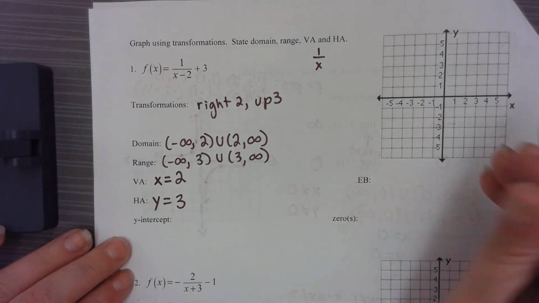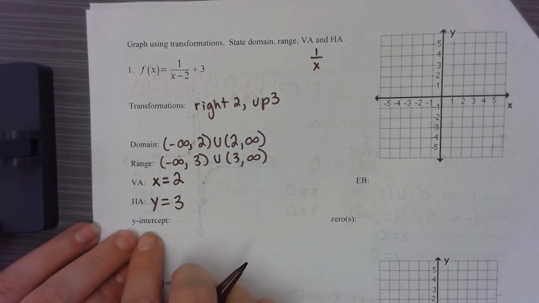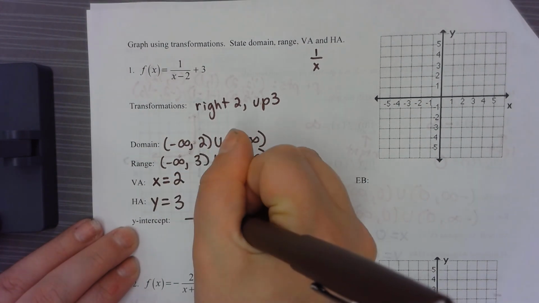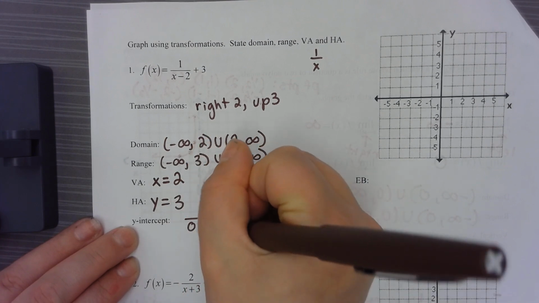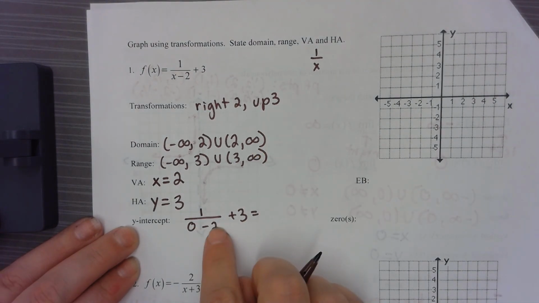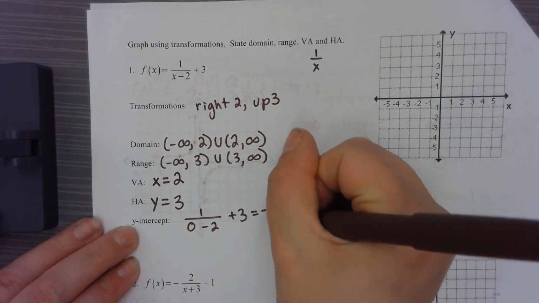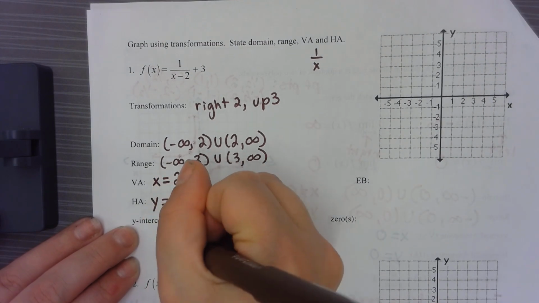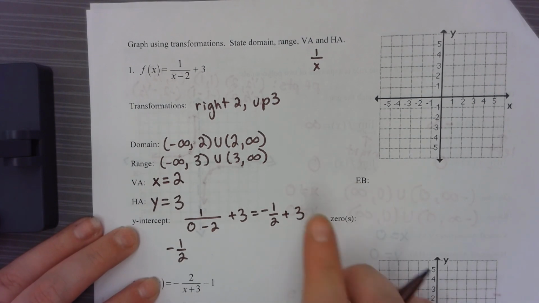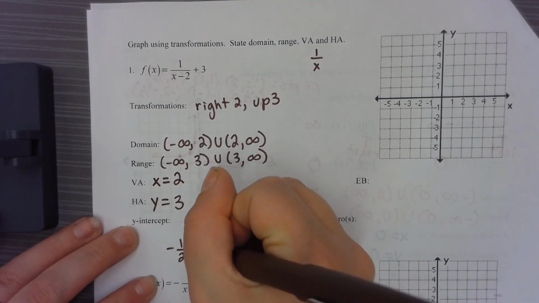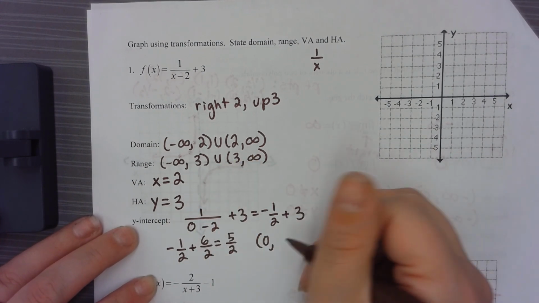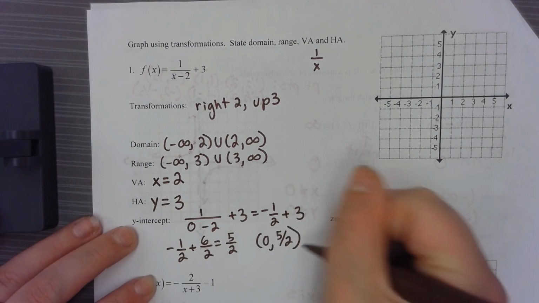I still haven't graphed it yet, and I'll graph it in a minute, because the next thing I want to do is find my y-intercept. And as always, what we do to find our y-intercept is plug in 0. So we're going to say 1 over 0 minus 2, plus 3. That's going to give me 0 minus 2 is negative 2, so this will be a negative 1/2 plus 3. And we will have to rewrite that 3 as a fraction. I can rewrite 3 with a denominator of 2 as 6 over 2. So this is really a positive 5/2. So my y-intercept is 0 comma 5/2.